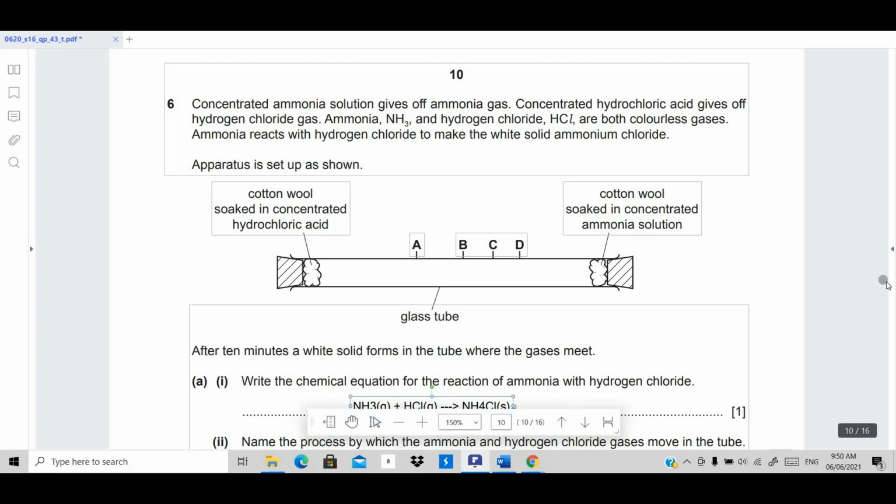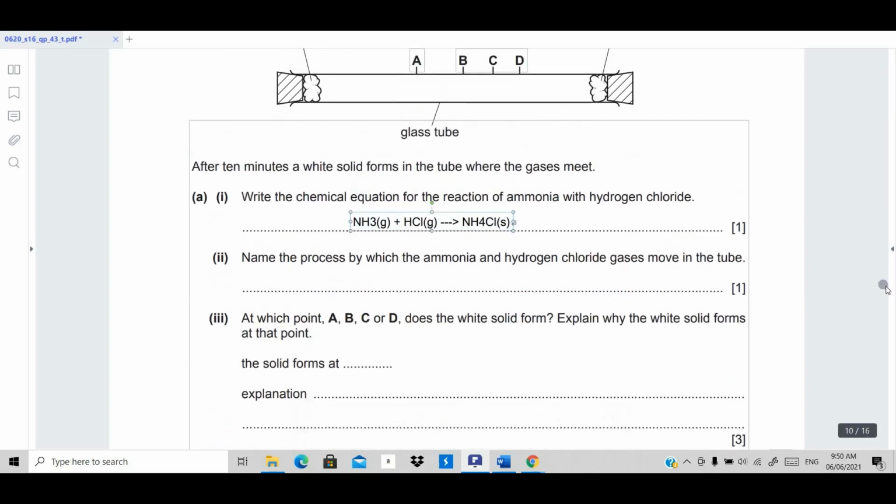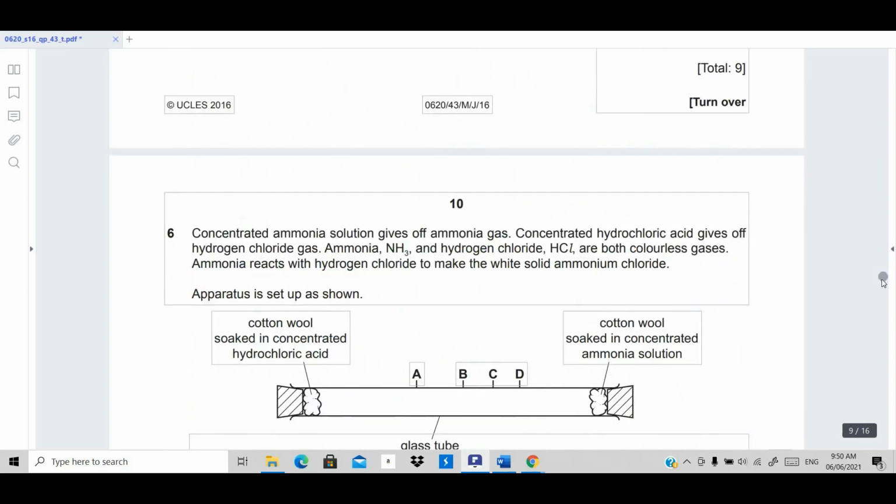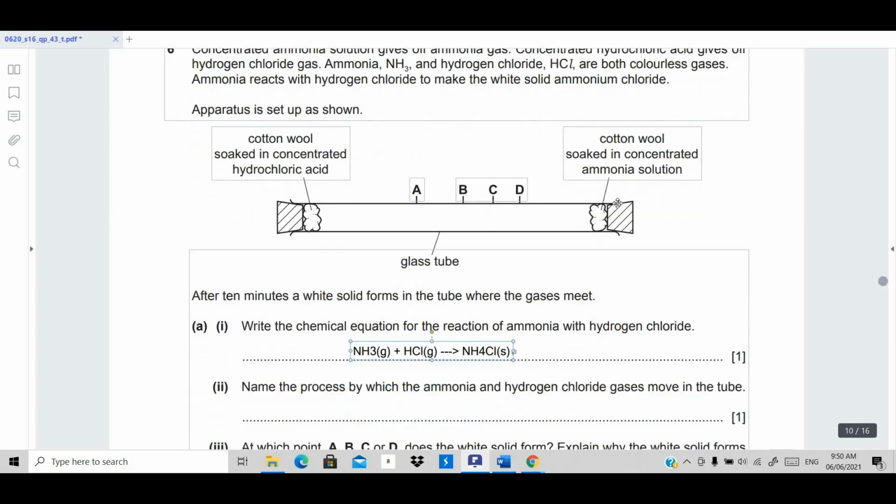Okay, name the process by which the ammonia and hydrogen chloride gases move in the tube. You can see here, actually where the cotton wool is present, there is a higher concentration. And whenever gases are involved, gases always move by diffusion. They are moving from a higher concentration to a lower concentration.